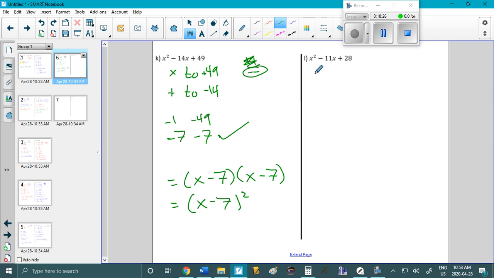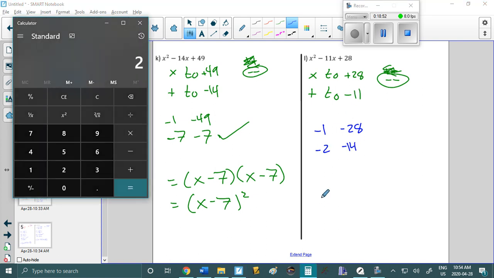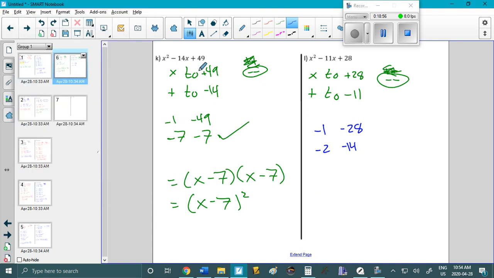All right, next one. Multiply to positive 28. If it multiplies to a positive, it's plus plus or minus minus. Adds to negative 11. Both negatives. 28 divided by 1 is 28, so minus 1 minus 28. 28 divided by 2 is 14, so minus 2 minus 14. 28 divided by 3, yeah, ugly. 28 divided by 4 is 7.